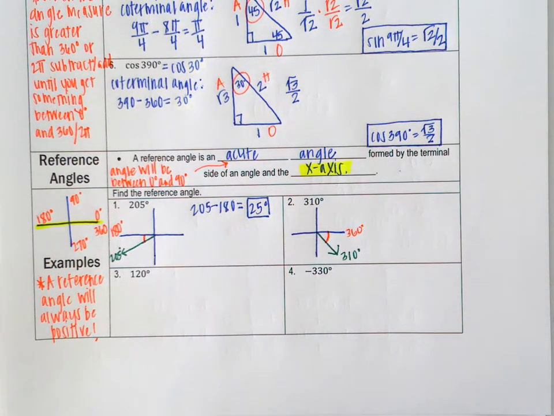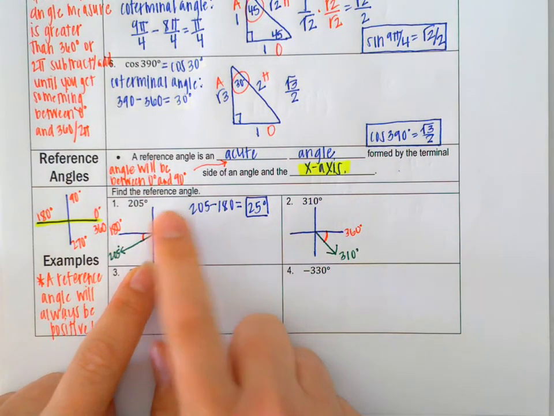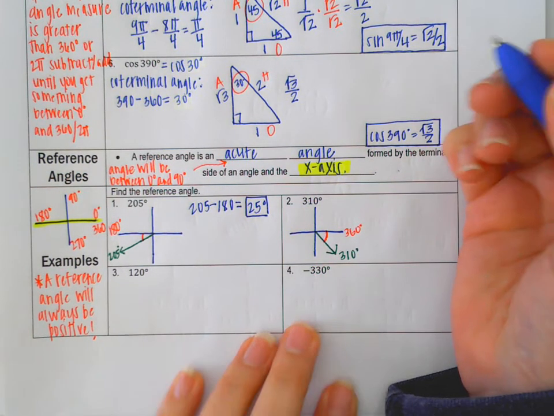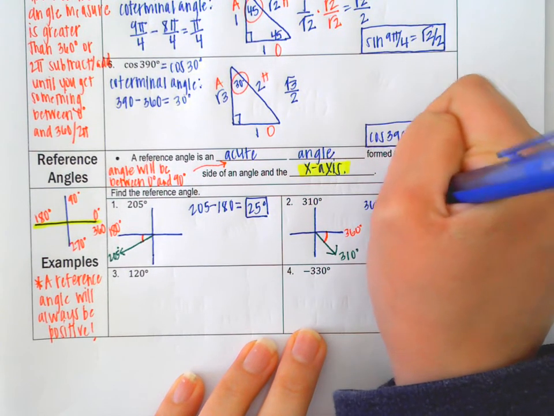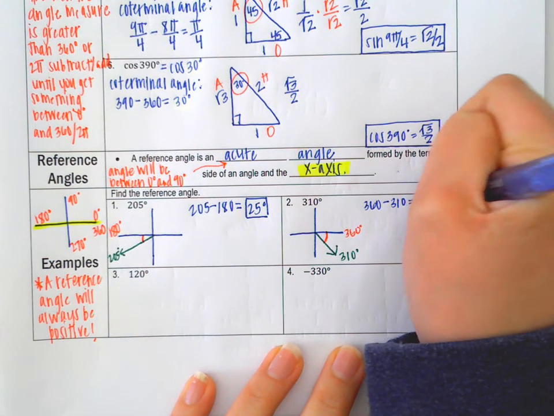So remember, again, we're always going back to the x-axis. So you're never going to be going to 270 or 90. That is not an option. And so we're going to subtract 360 minus 310 gets me 50 degrees.